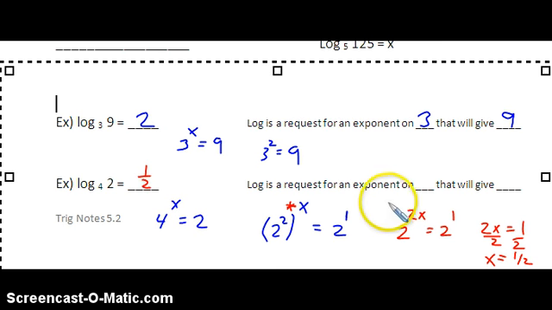So this was a request for an exponent on 4. 4 raised to what power would give me a 2 as the answer? 4 raised to the 1/2 power gives me 2.